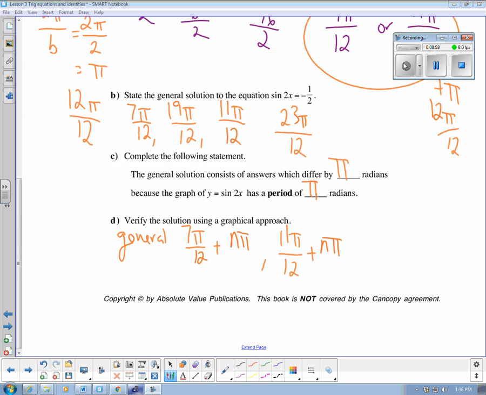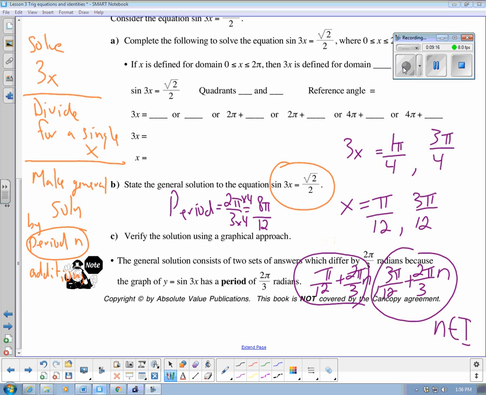So I can express, sorry, I just need to record that. I can express my general solutions as 7 pi over 12, the first answer I got, plus any multiple of pi that I want, or 11 pi over 12, the second answer I got, plus any multiple of pi that I want. So we can find all of the answers by adding multiples of the period being either 2 pi over 3 or 8 pi over 12.